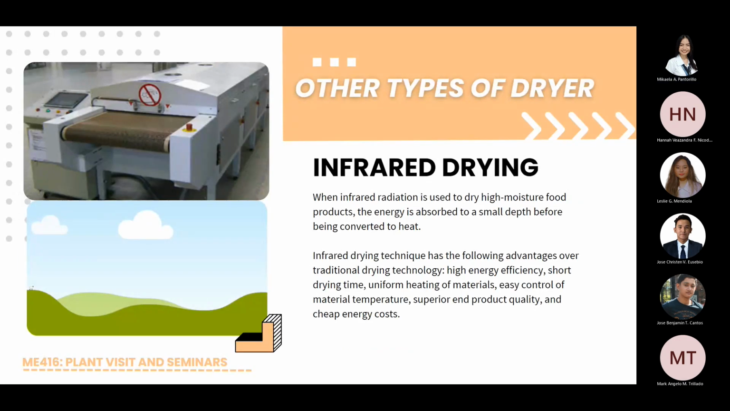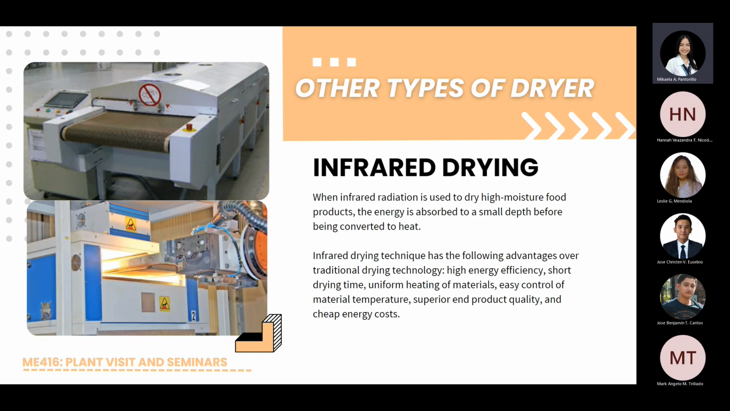Infrared drying. When infrared radiation is used to dry high moisture food products, the energy is absorbed to a small depth before being converted to heat. Infrared rays penetrate the raw material and act on it at a molecular level, allowing for high quality processing and increasing the shelf life of products without the need of preservatives. Infrared drying technique has the following advantages over traditional drying technology: high energy efficiency, short drying time, uniform heating of materials, easy control of material temperature, superior end product quality, and cheap energy costs. Next.